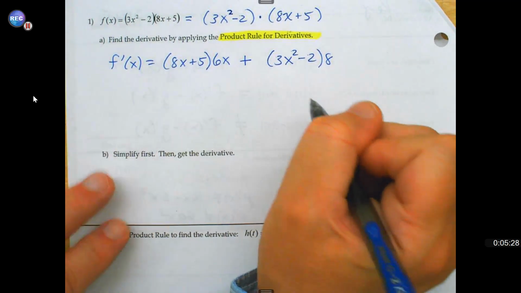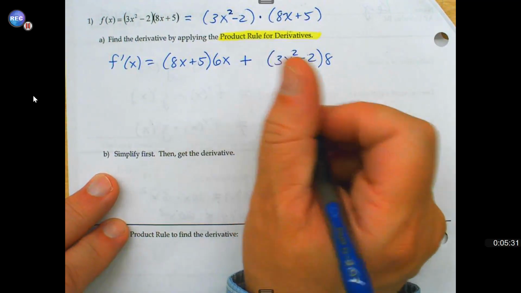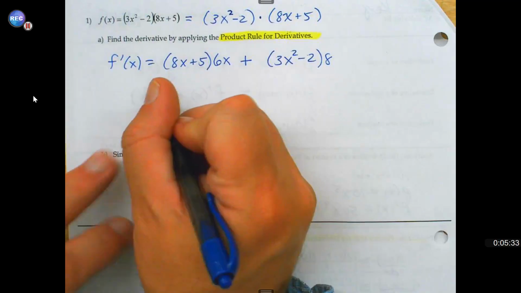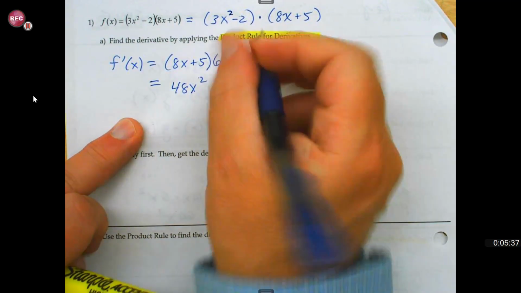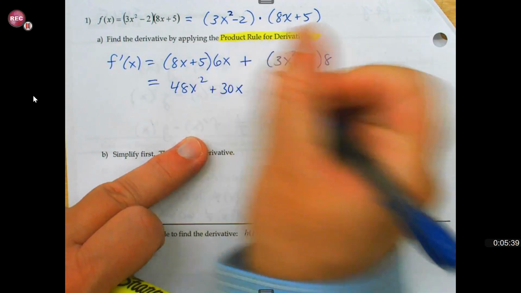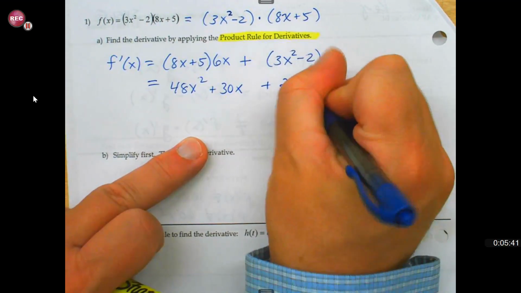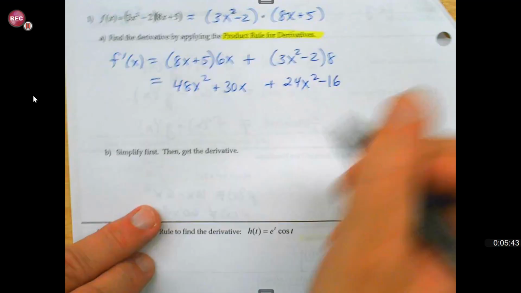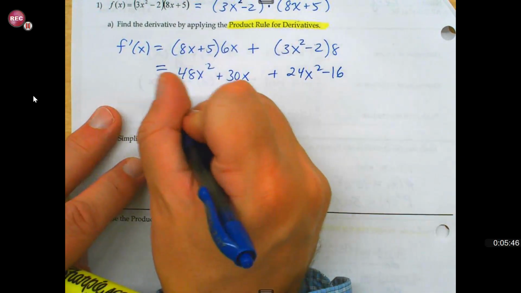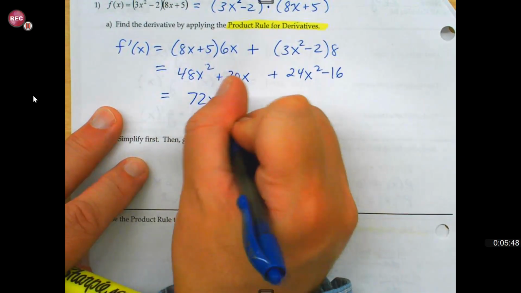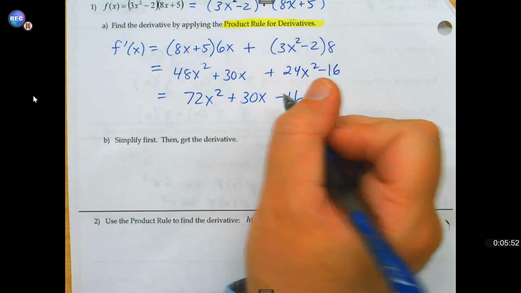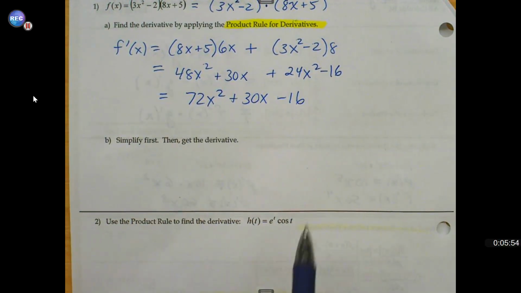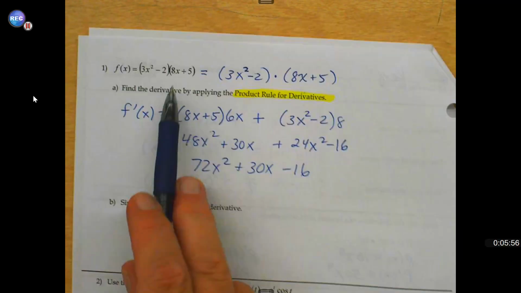5 goes to 0. So now we could distribute it and write it in another form if we'd like. So we'd get 48x squared plus 30x plus 24x squared minus 16. And if I combine my like terms, we're going to get 72x squared plus 30x minus 16. Okay, so that would be the derivative of the function I gave you using the product rule.